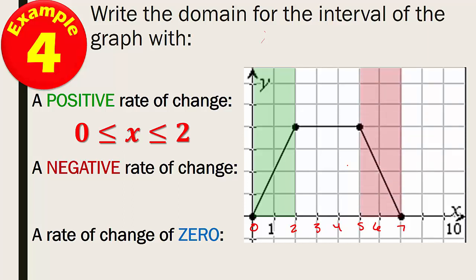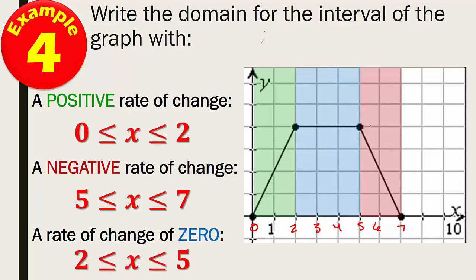Negative rate of change is where it's going down. X is greater than or equal to 5, but less than or equal to 7. And then a 0 rate of change is where it is not moving at all, up or down. It's just going perfectly horizontal, right in there. And that's when X is greater than or equal to 2, but less than or equal to 5. Okay? Again, pretty simple stuff.